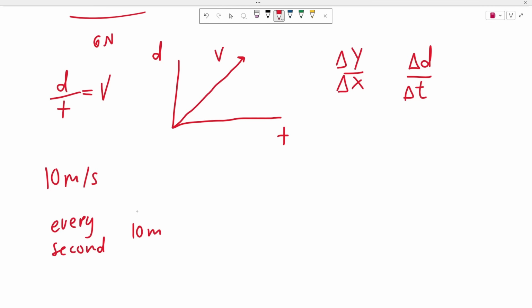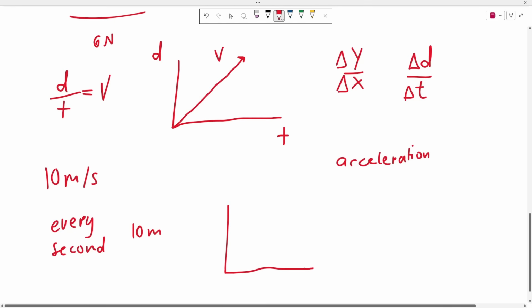Okay, so in 2 seconds, I would have traveled 20 meters, in 3, I would have traveled 30. So that's a way of describing how your distance changes. Acceleration is a way of describing how your speed or how your velocity will change, not just your distance. So another graph that you can have here is velocity and time, okay?